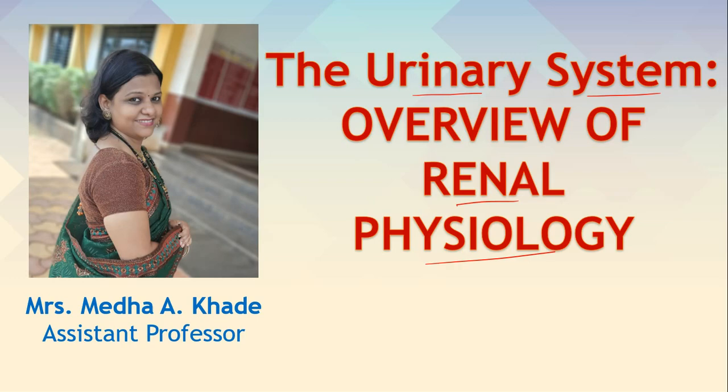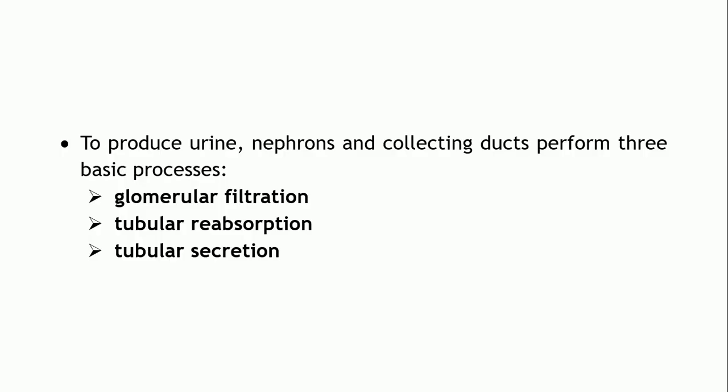What are those different processes which make it possible for the kidneys to form the urine? Okay, so we'll deal with these three basic processes which are involved in this process of urine formation within the nephrons and the collecting ducts. So these three processes include the glomerular filtration, the tubular reabsorption and the tubular secretion.